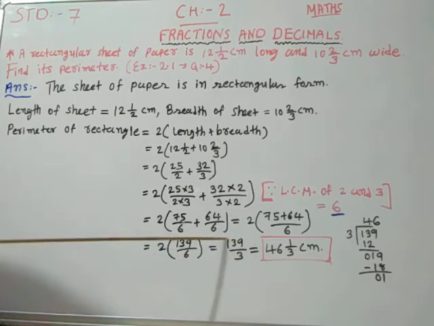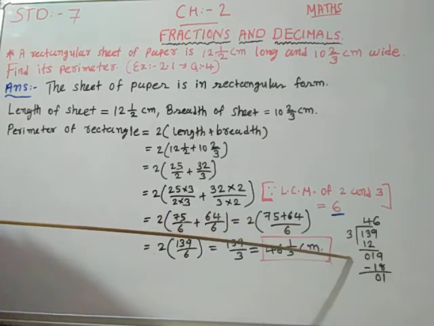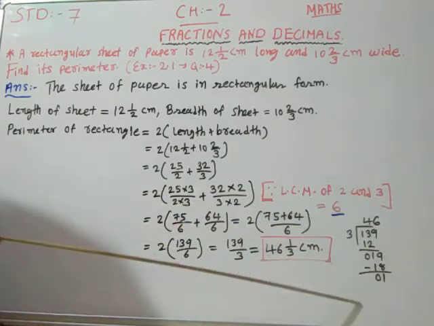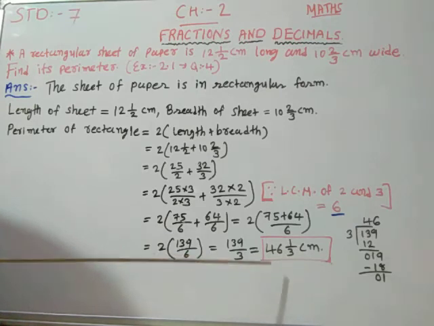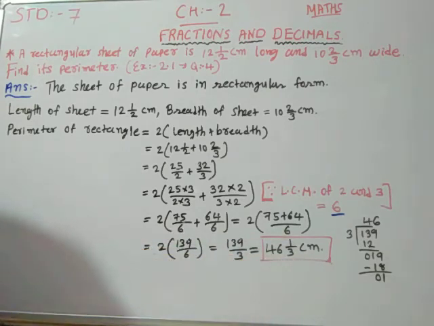Now just divide this. 139 divide 3. So your answer is 46 and remainder is 1. So your answer is 46 1 upon 3 cm. That is the perimeter of the given rectangular sheet of paper.